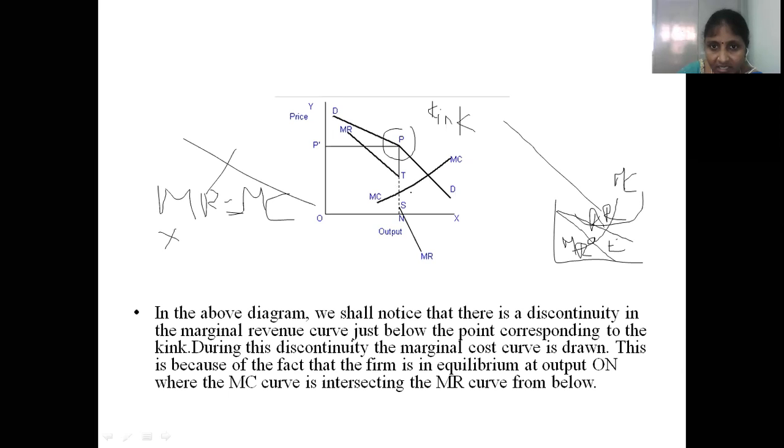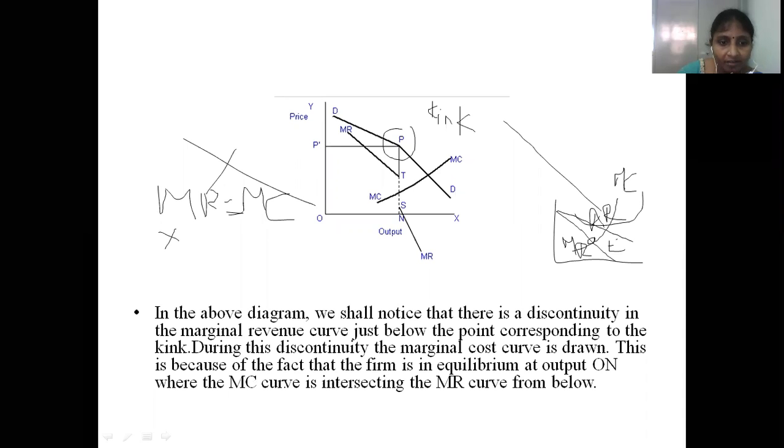And your marginal cost curve is cutting this marginal revenue because it is not intersecting your curve, because your curve has some breakage here, some gap is there. So during this discontinuity, the marginal curve is drawn. This is because the firm is in equilibrium at the output n. That means when you extend this point onto the x-axis, this 0n is going to give the quantity demanded at this equilibrium point. 0p dash is going to give that price level.